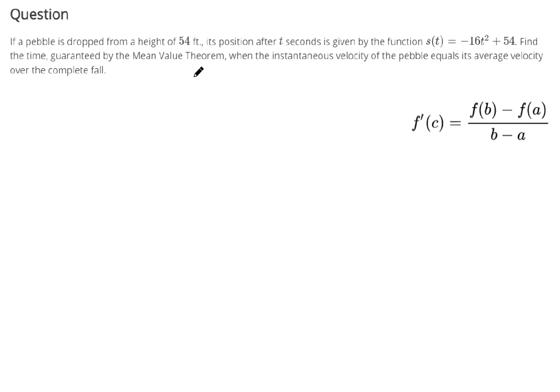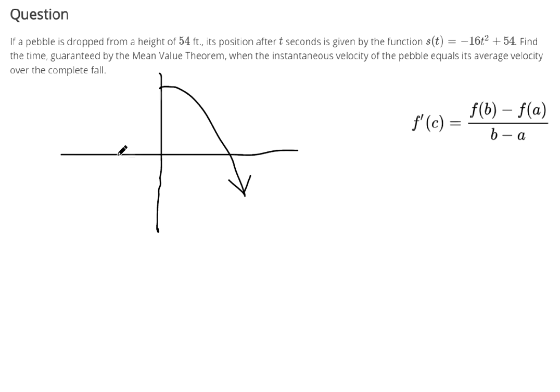We're supposed to find the time when the instantaneous velocity of the pebble equals the average velocity of the complete fall. So this pebble is falling. Its position is a negative quadratic, so maybe it looks something like this. We don't need to draw this side because that would be negative time.